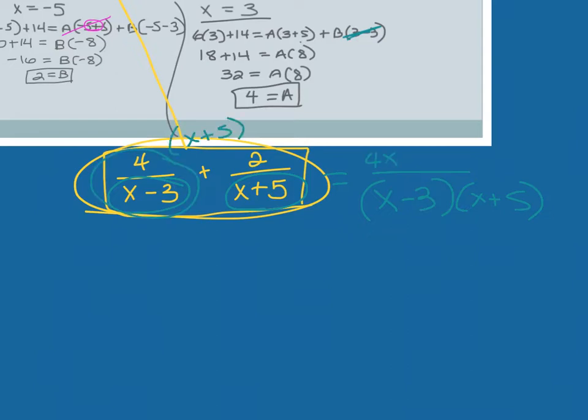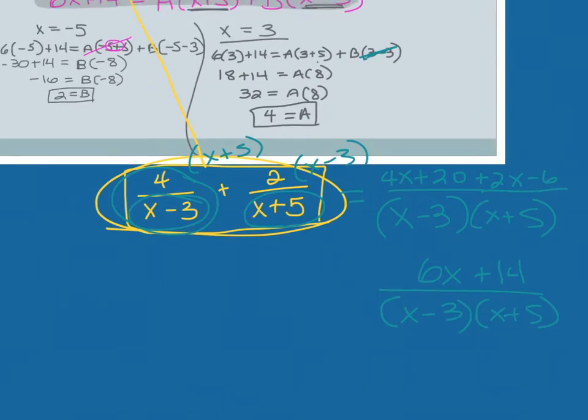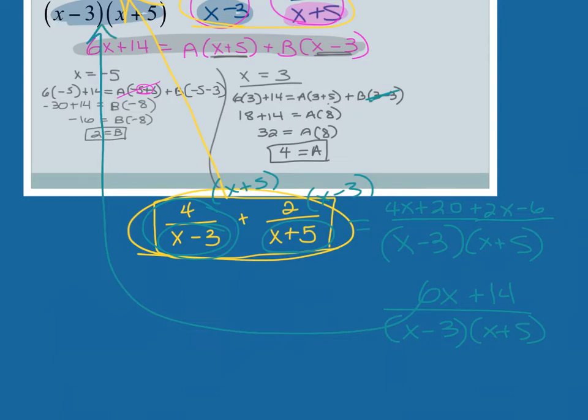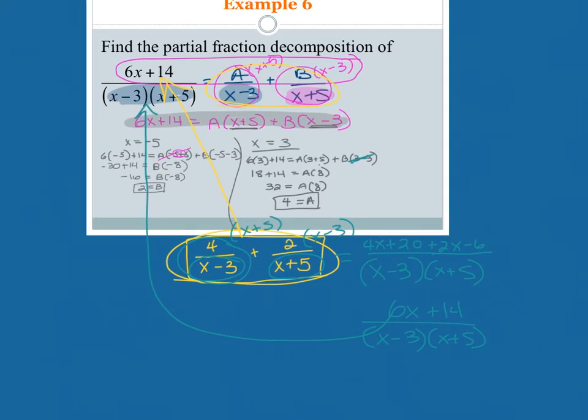So I'd get 4x plus 20. This one's missing the x minus 3. I'd get 2x minus 6. And then combine your like terms. 6x plus 14 over x minus 3, x plus 5. And that is your initial question.